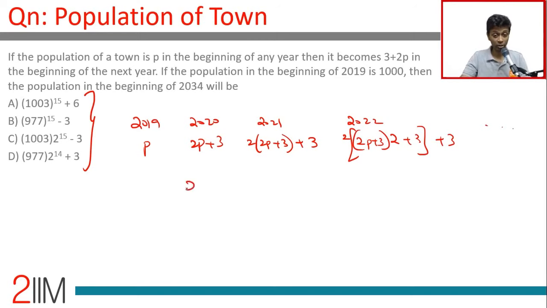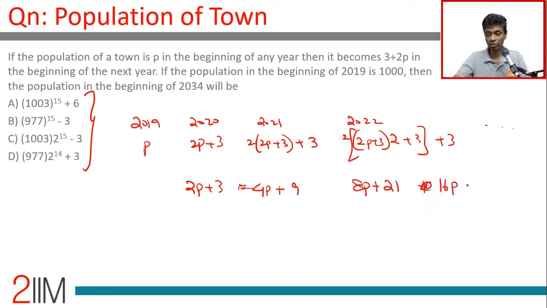I'm going to expand this. This is 2P plus 3. This is 4P plus 9. This is 4P plus 9 into 2, which is 8P plus 18 plus 3, 21. So the next term would be 16P plus 45. The term after that will be 32P plus 93, and so on. Each is the previous into 2 plus 3. Fine, so it's a nice, interesting question.